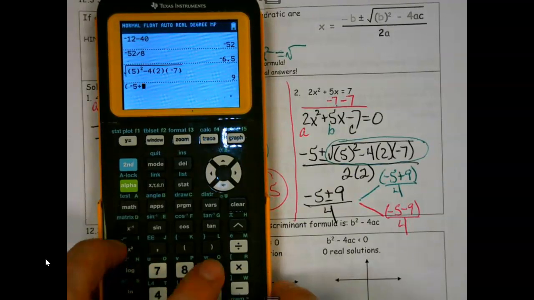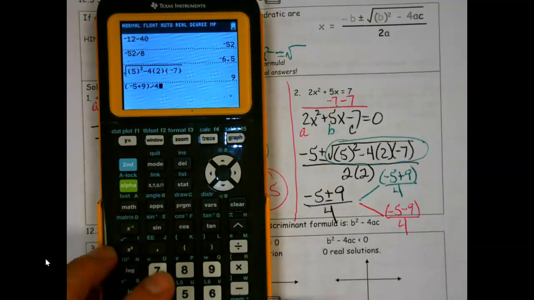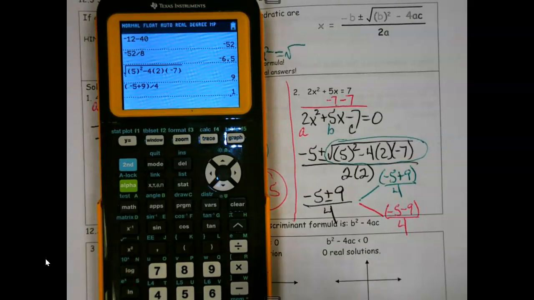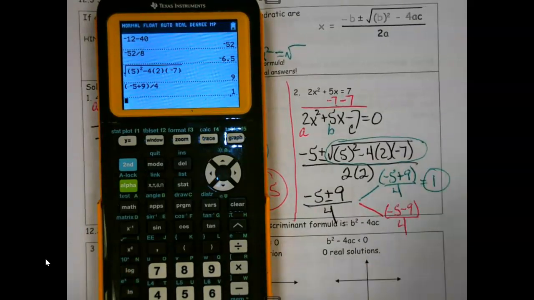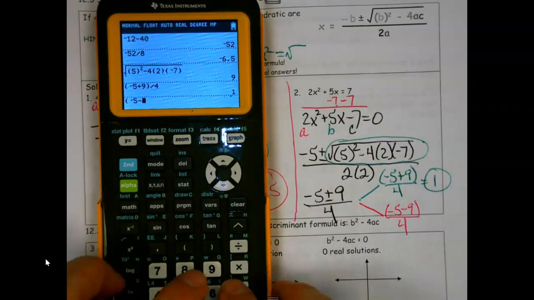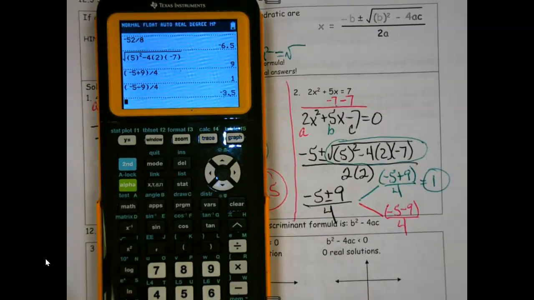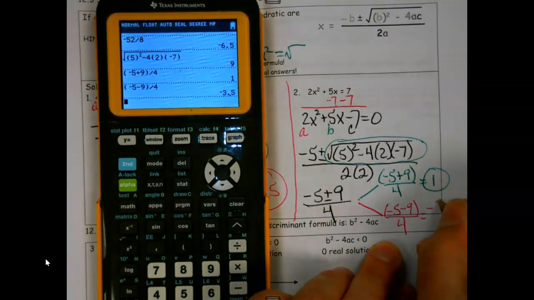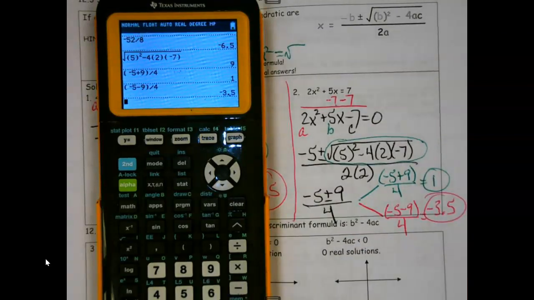Negative 5 plus 9 divided by 4. Negative 5 minus 9 divided by 4. And we're ready to rock and roll.